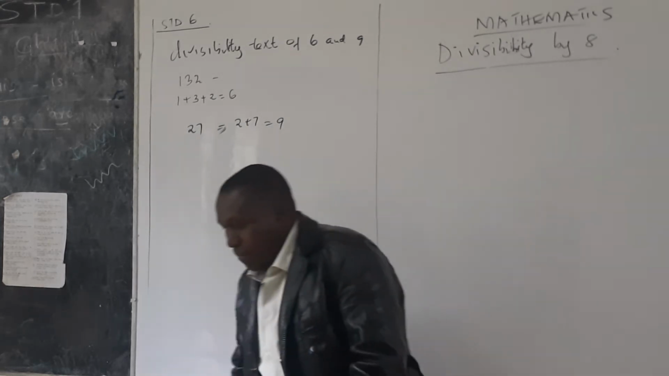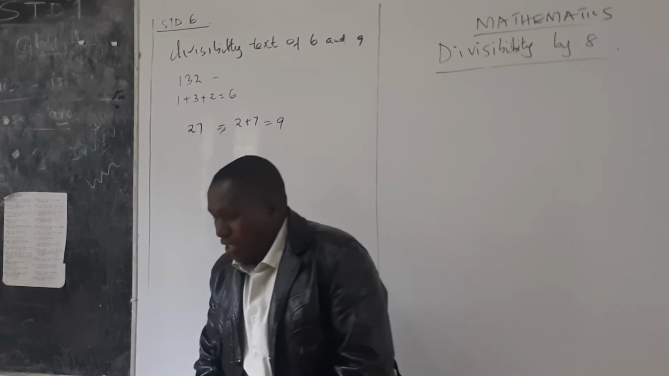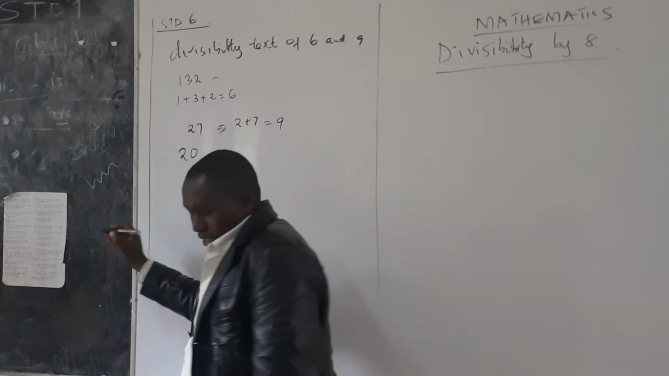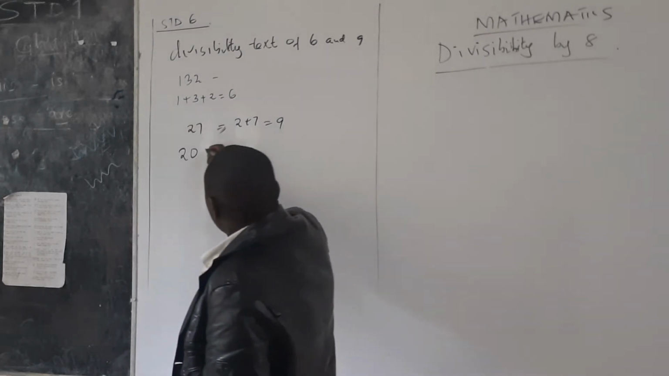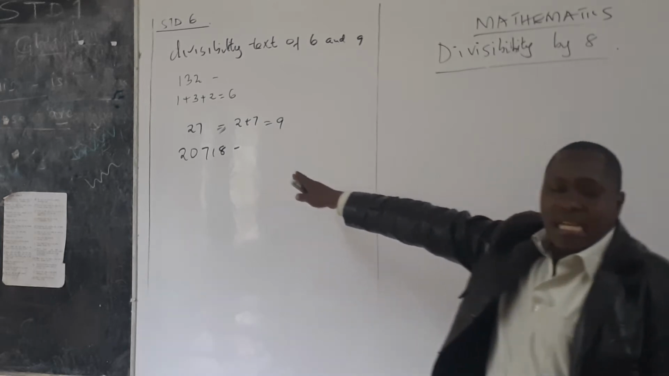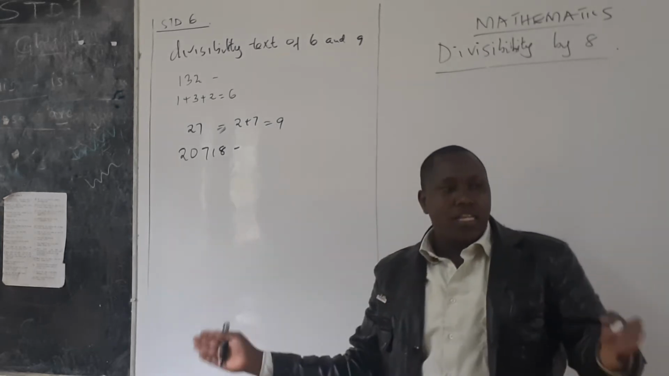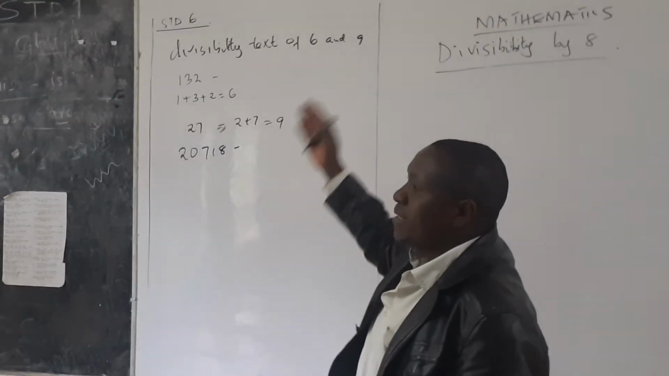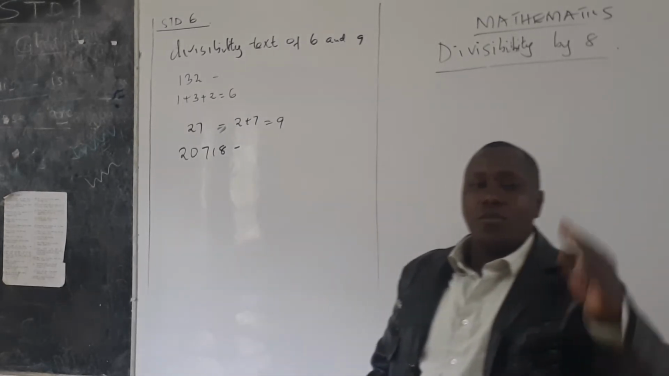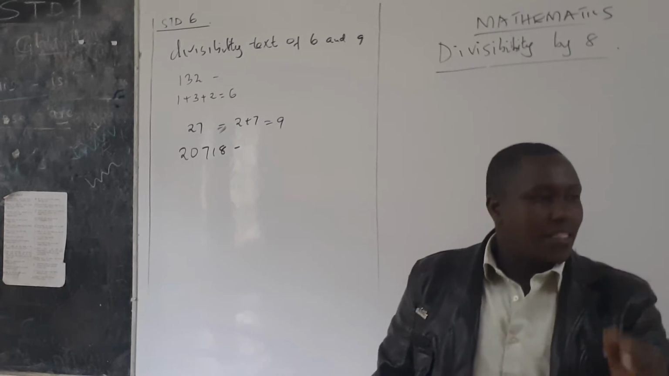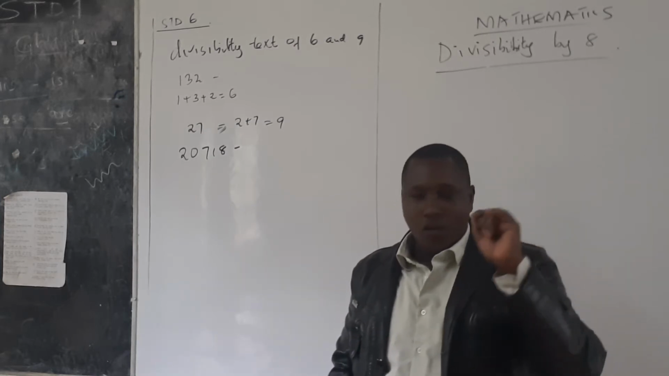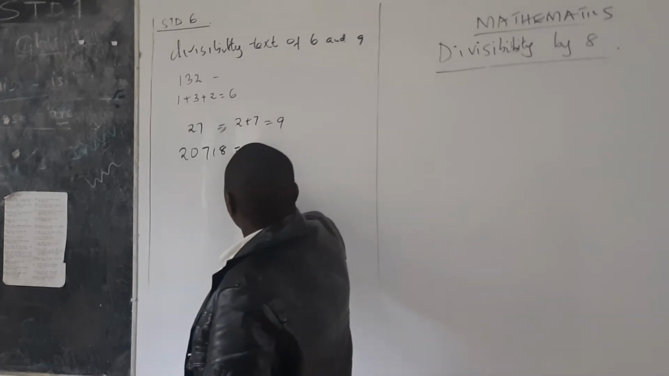Another number, for example, you can have the number 20,718. For you to know if this number is divisible by 9, you don't use the long division method. You use the divisibility test where we are saying a number is divisible by 9 if the sum of its digits is 9 or a multiple of 9. Let's do it and see.